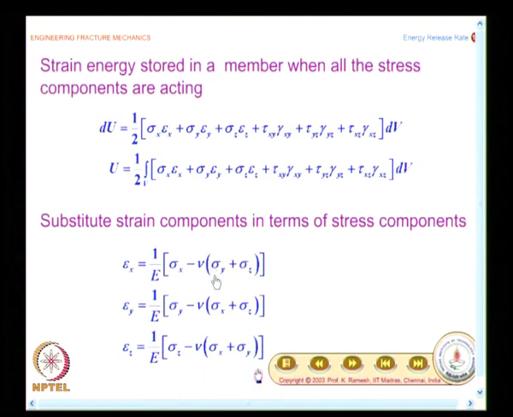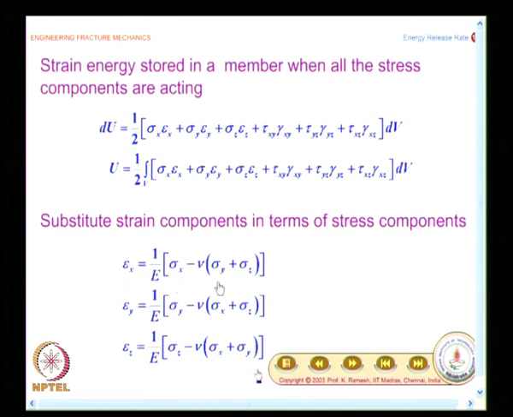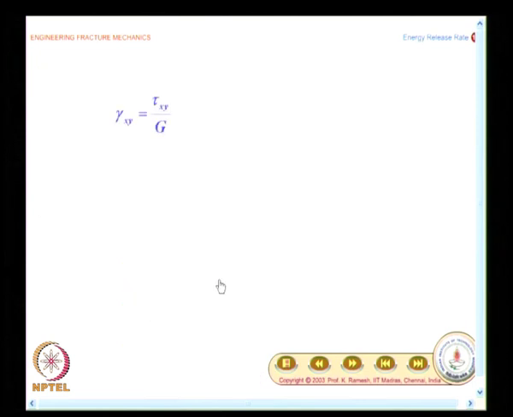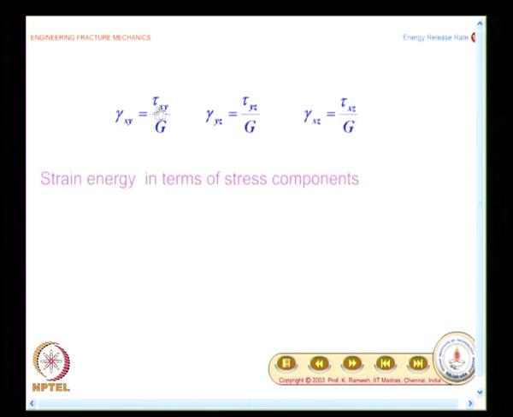This is very important. This is one of the common mistakes students make when they move from a tension test to a generic situation. They never come out of the tension test. In a tension test, sigma y and sigma z are 0. So, strain is related to stress by epsilon equal to sigma by E. You cannot use that in a generic situation. So, the normal strains are related to normal stress in this fashion. Shear strain, there is no problem, gamma x y is related to tau x y, gamma y z is related to tau y z, gamma x z is related to tau x z.